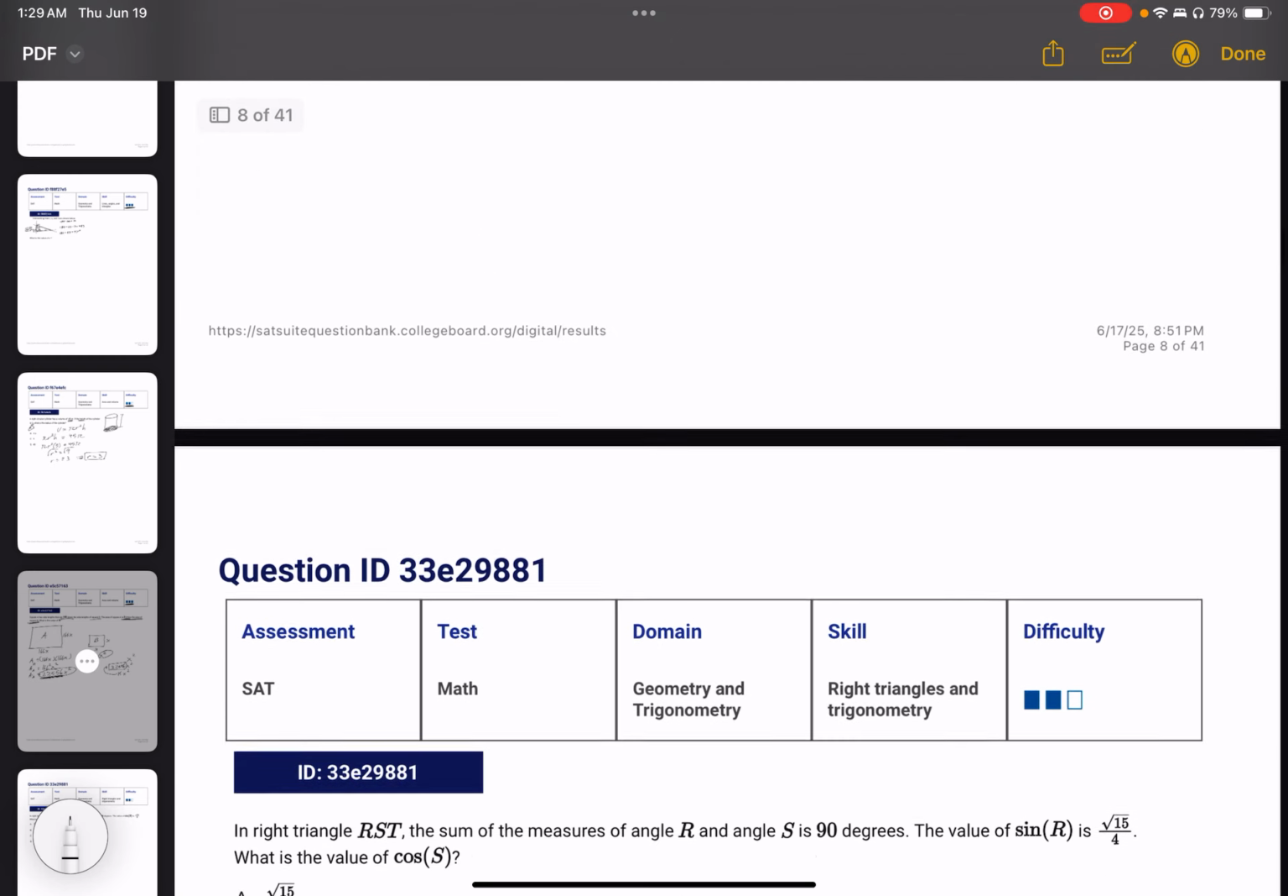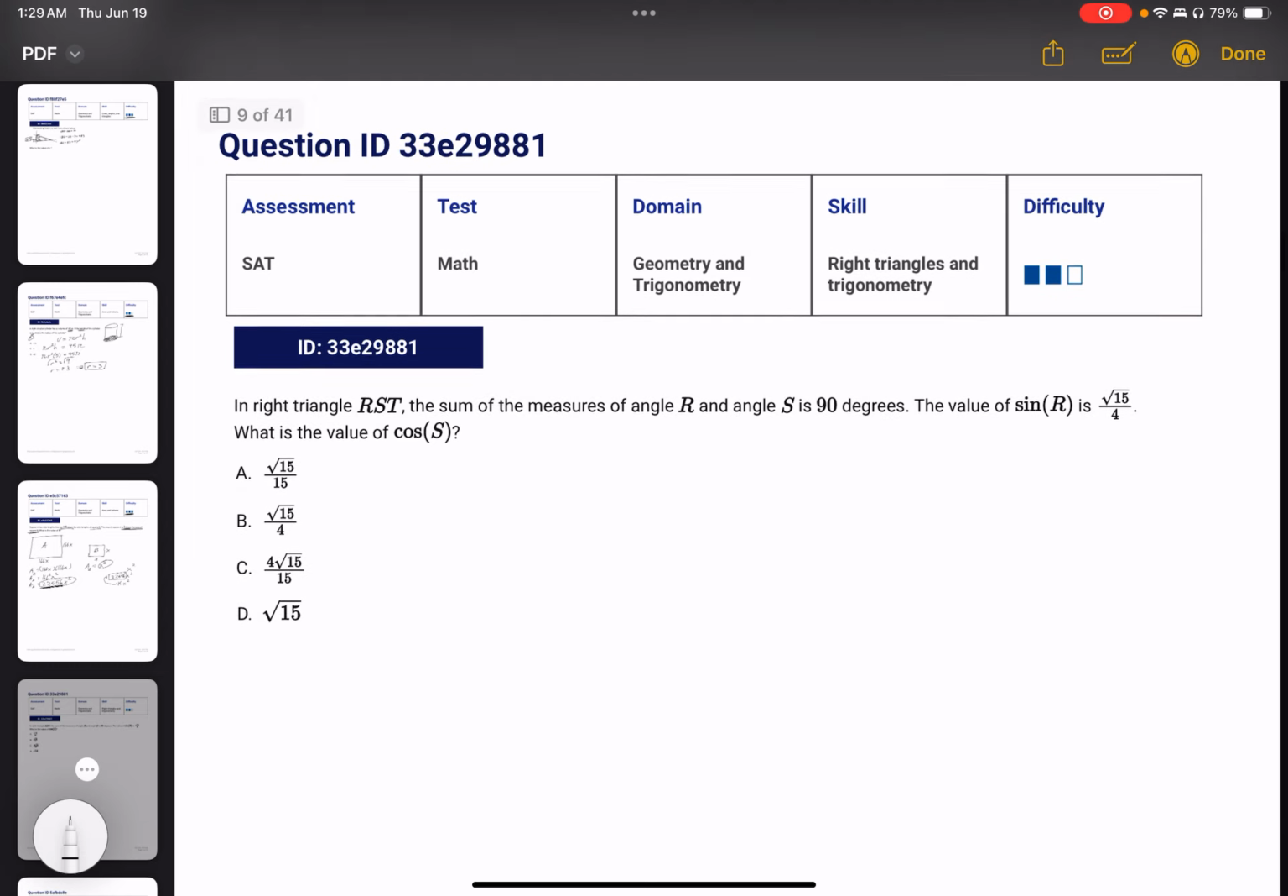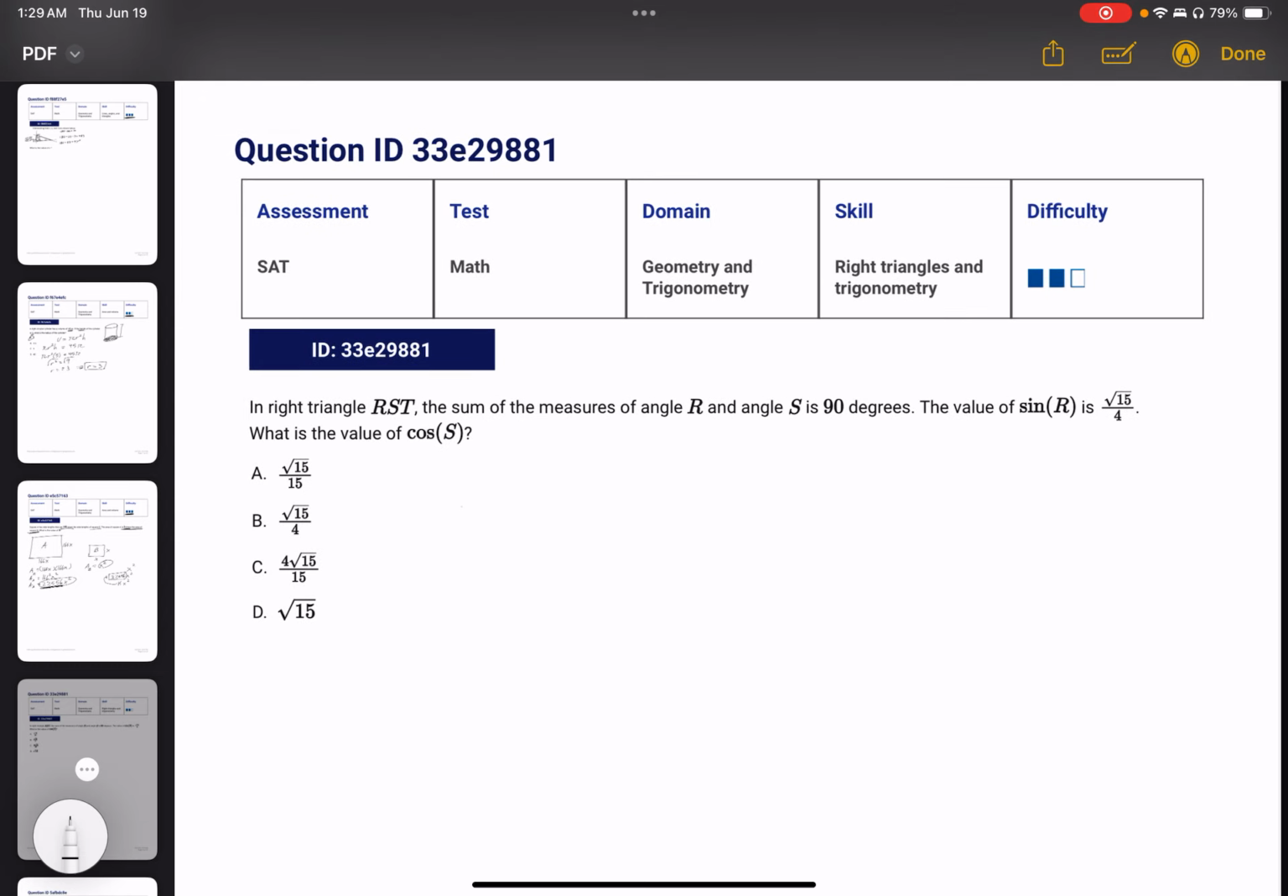We're going to do one more problem. In right triangle RST, the sum of measures of angle R and S is 90 degrees. I'm going to draw this quickly. R, S, T. We know that T is the right angle since R and S add up to 90, so they can't be 90 by themselves. The value of sine of R is square root of 15 over 4. What is the value of cosine of S?